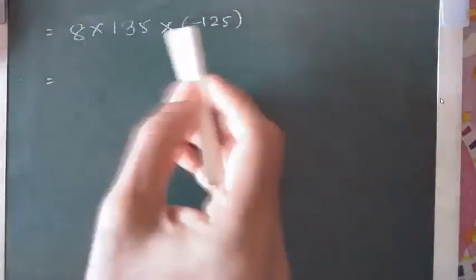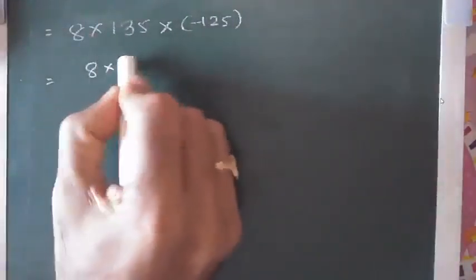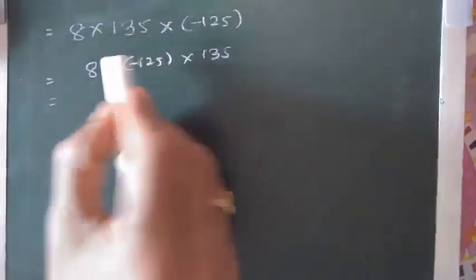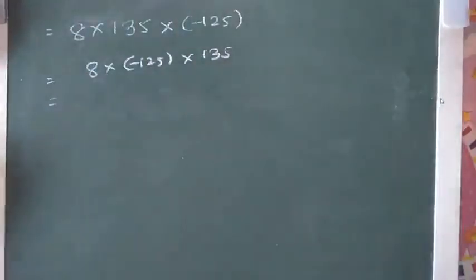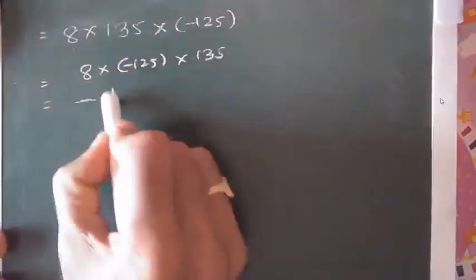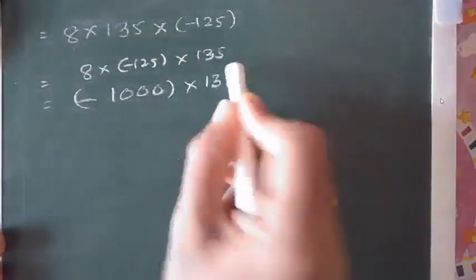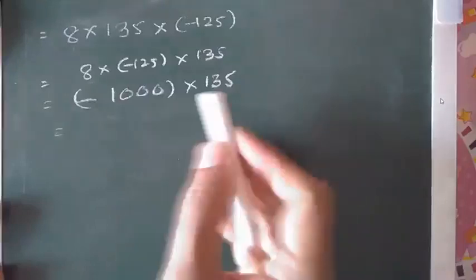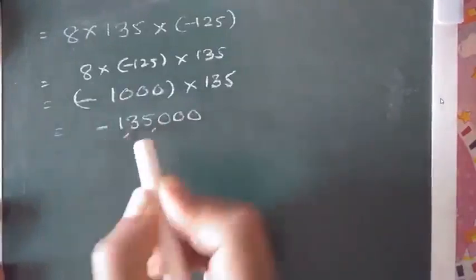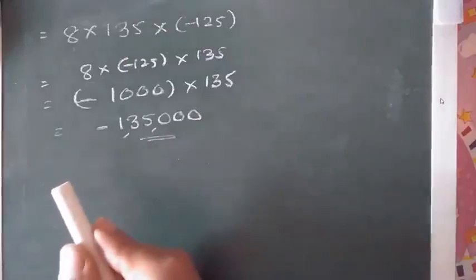So the convenient way is, first you have to multiply 8 into 125. So 8 into minus 125 into 135 we will write first in this first step. So here it is plus 8 into minus 125, plus into minus is minus 1000. So minus 1000 into 135. Multiplying 1000 with 135 is very easy. So this is minus 135,000, which is minus 1,35,000. This is the convenient way for doing this problem.